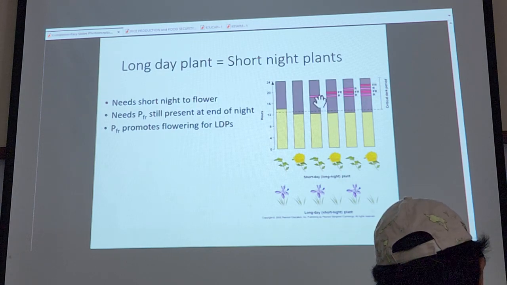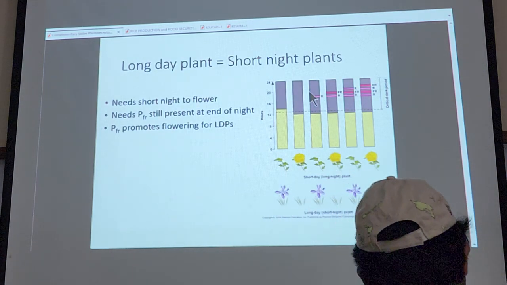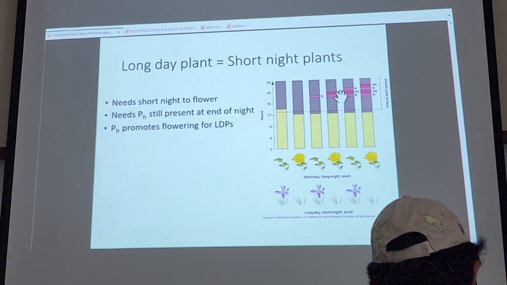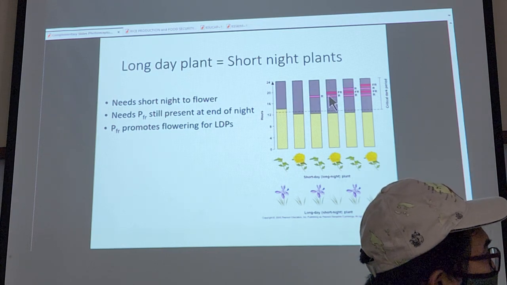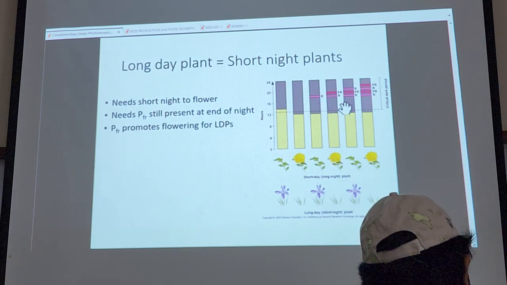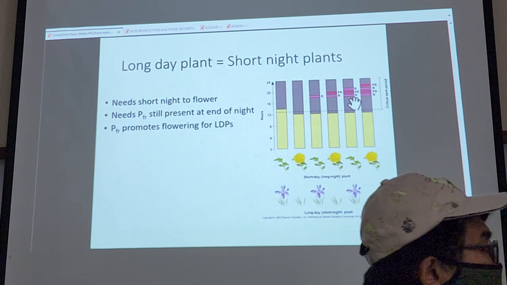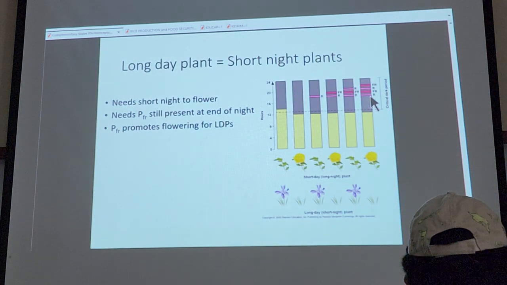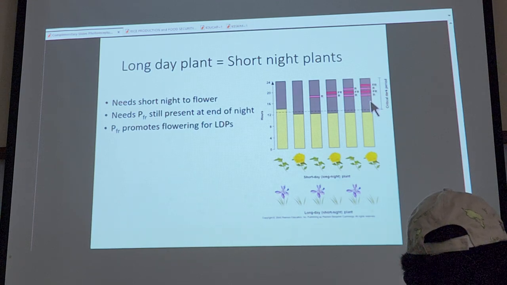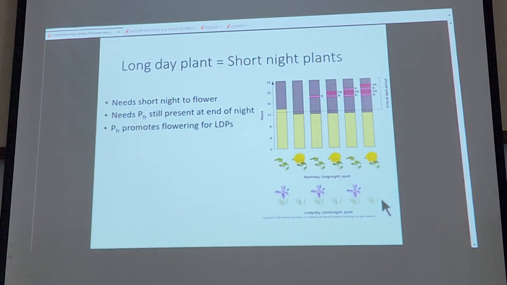Less than 12 hours, but sometime during the night you give red light, it will flower. Then another situation, less than 12 hours, but at night you suddenly give far red, it's not going to flower. Another experiment, you give a bit more red than far red, it's going to flower anyway. And if you give red, far red, red, far red, and end with far red, it's not going to flower. So whatever the last light it received will determine it, because the plant has memory.